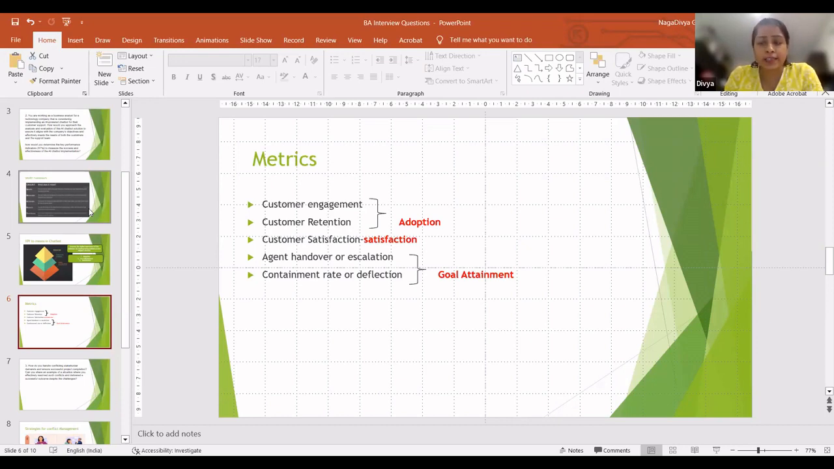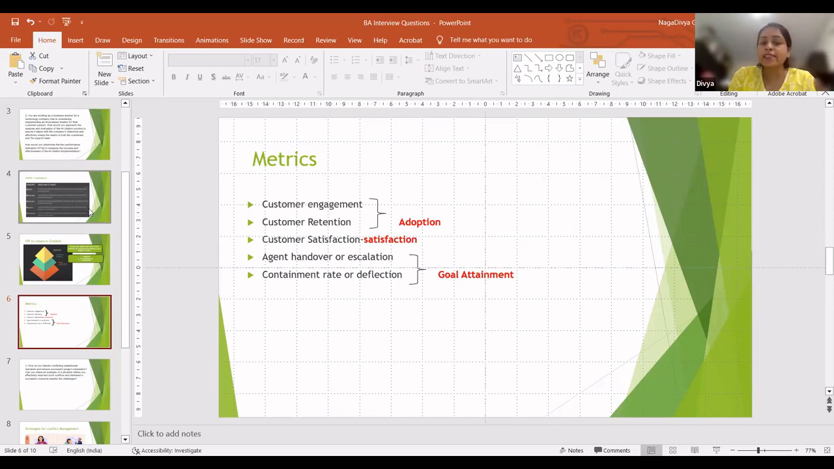The next one is customer satisfaction. When a customer uses a chatbot, or even when we call any call center, at the end they ask us for a rating from 1 to 5: what is your satisfaction rate? So we need to conduct such surveys once customers have used the chatbot, to understand how many customers are satisfied and to what extent.